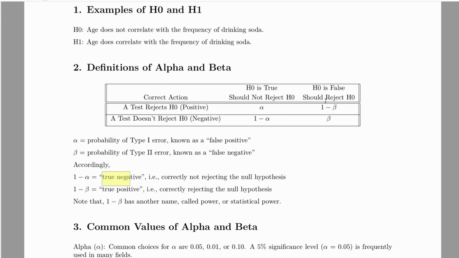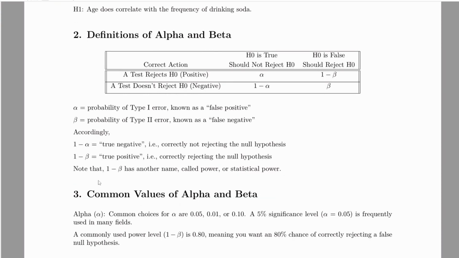In contrast, if we should reject and we also reject, it's called true positive. So 1 minus beta is called true positive. So we're correctly rejecting the null hypothesis. Also, notice that 1 minus beta, namely the true positive, has another name called power, or statistical power.